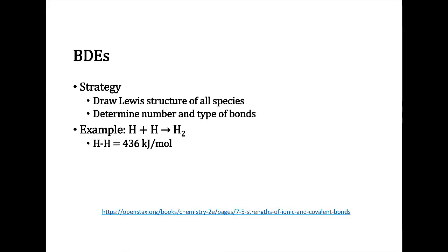The strategy, whenever we're going through, is to always try to draw a Lewis structure if possible. Then from there you'll count up the number and types of bonds, and then you can refer to a chart, which I've given a link to here, and look at the different bond dissociation energies of your compounds. So for instance, let's look at this example. We're looking at the formation of hydrogen. Here we have two hydrogen atoms coming together to form H2. If we were to draw this in the Lewis structure, we have a hydrogen atom, a hydrogen atom, and then in our products we have this hydrogen molecule.